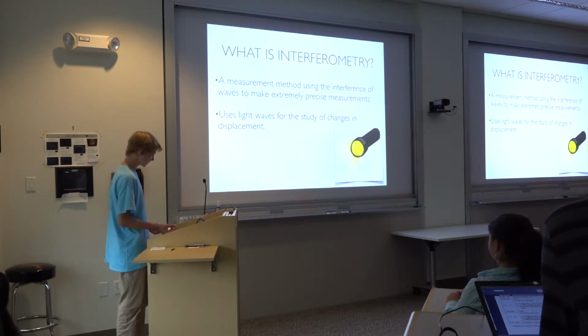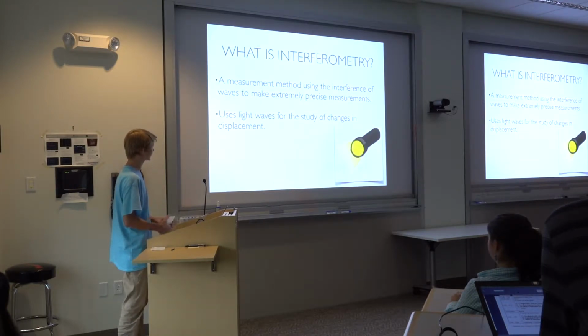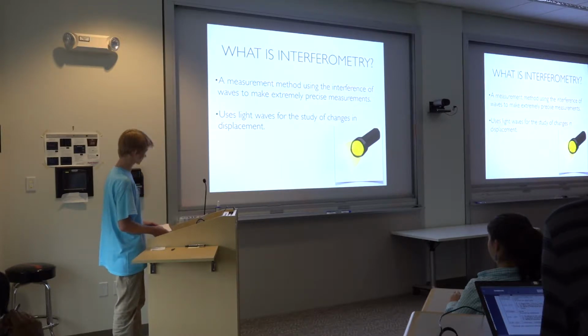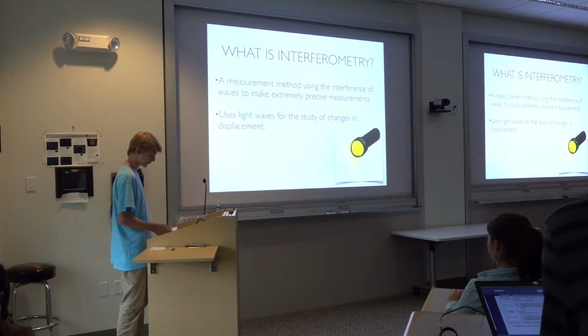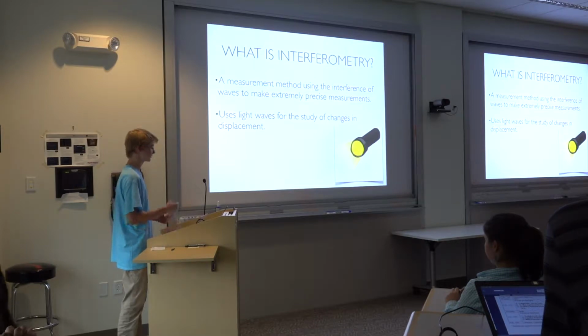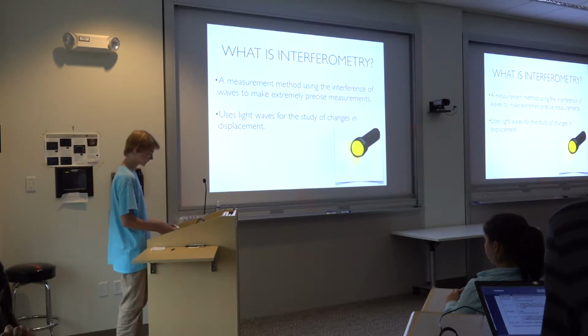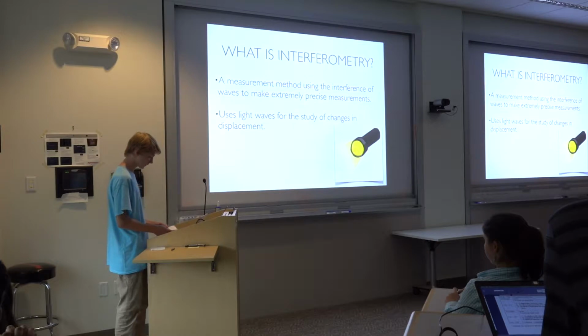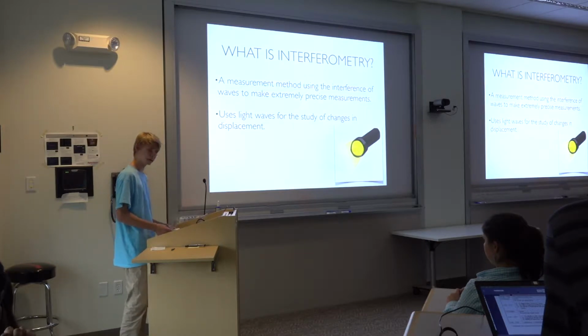So what is interferometry? Interferometry is a measurement method that uses the interference of waves to make extremely precise measurements. This technique uses light waves for the study of changes in displacement. It's used extensively for calibration, measurement and precision machining, and it works by splitting one light beam into two, and when this happens, an interference pattern is formed when the two beams superimpose.